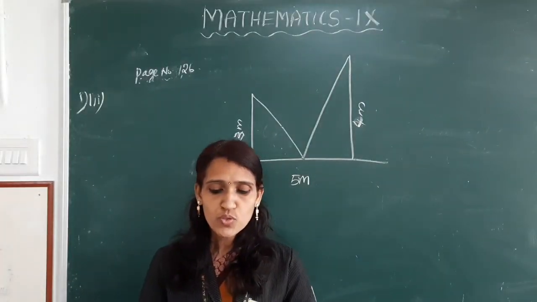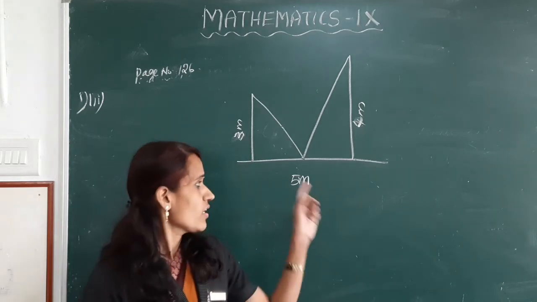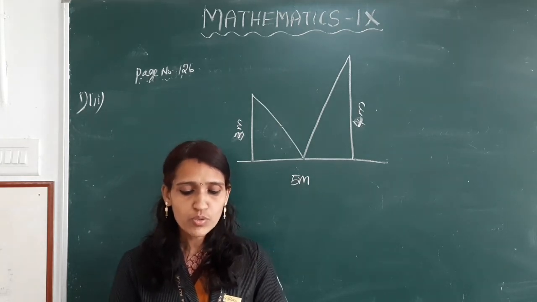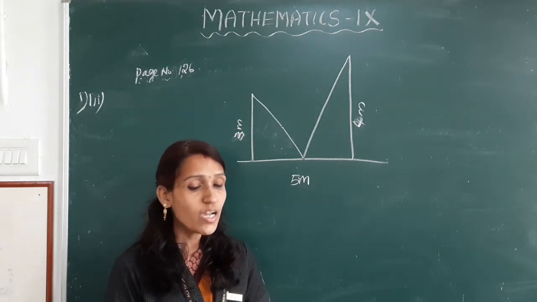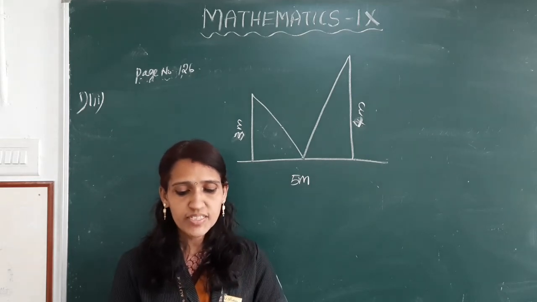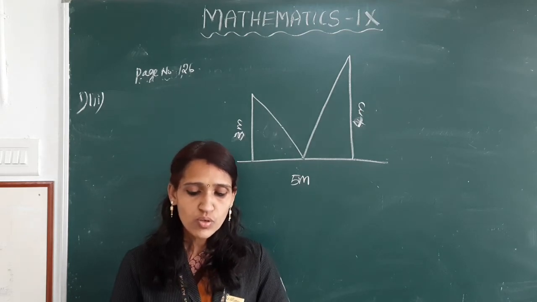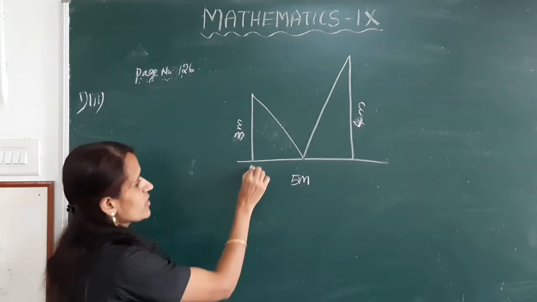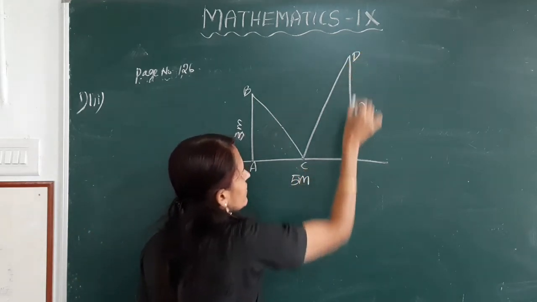Clear, children? Next, two poles of height 3 meters and 4 meters are erected upright on the ground 5 meters apart. A rope is to be stretched from the top of one pole to some point on the ground and from there to the top of the other pole. The relation between the distance of the point on the ground from the foot of a pole and the total length of the rope. Mark it as A, B, C, D, E.